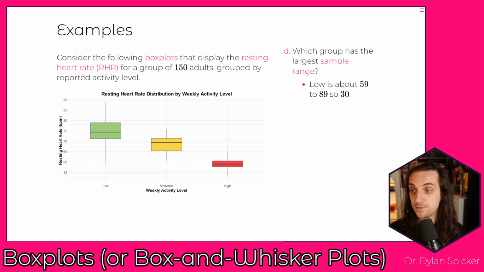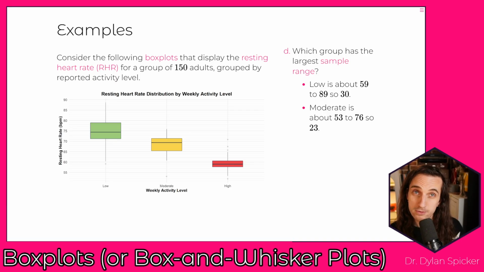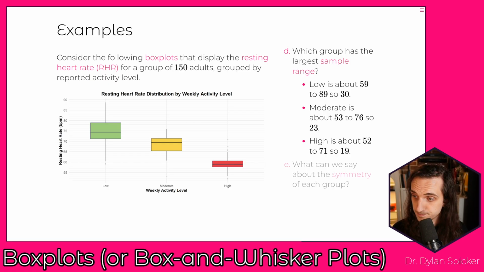The low is going from about 59 to about 89, so around 30. The moderate is from about 53 to about 76, so it has a range of about 23, and high is from about 52 to about 71, and so it's going to have a range of about 19.